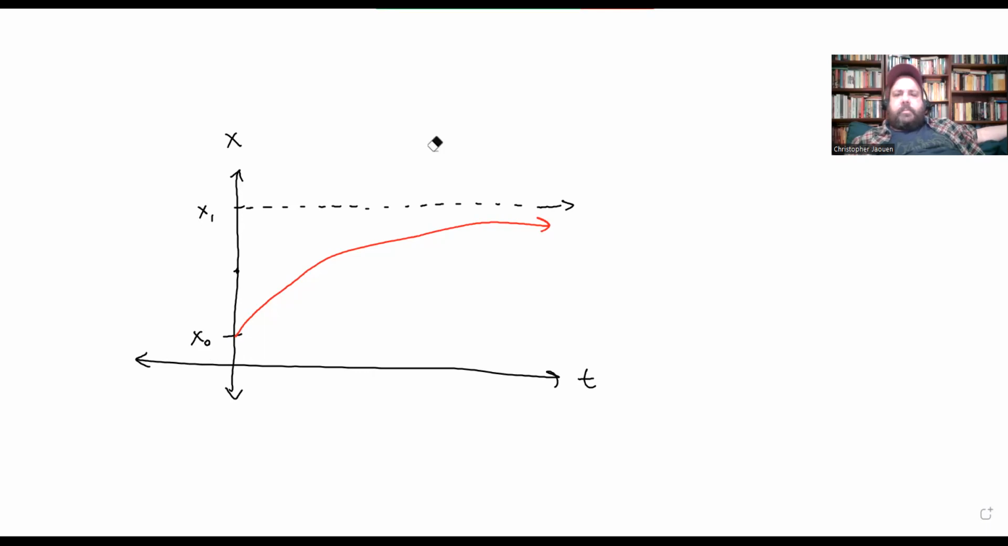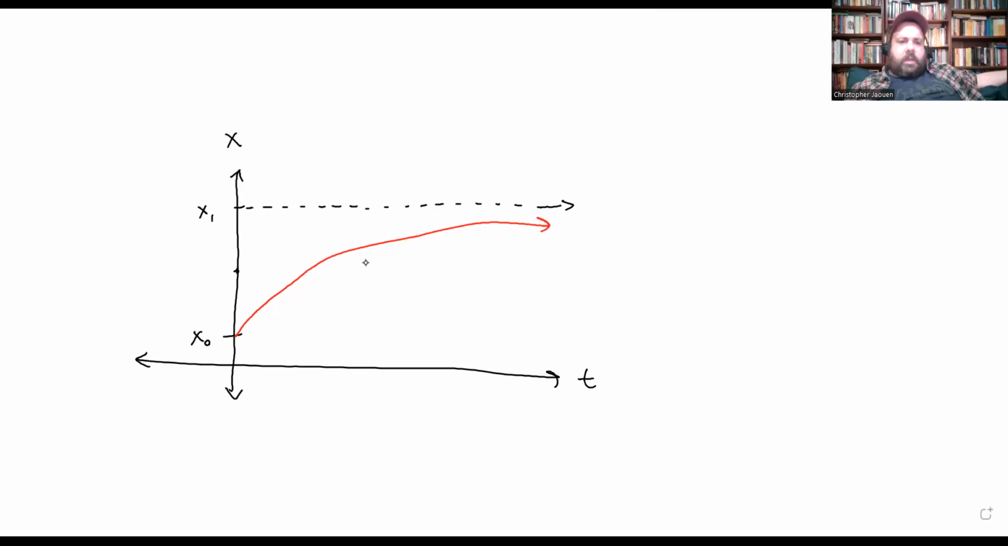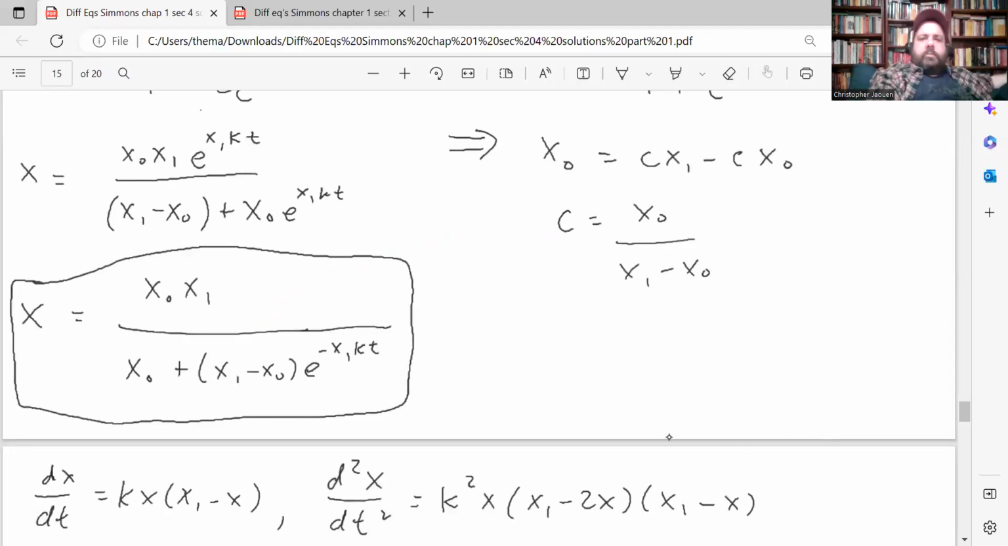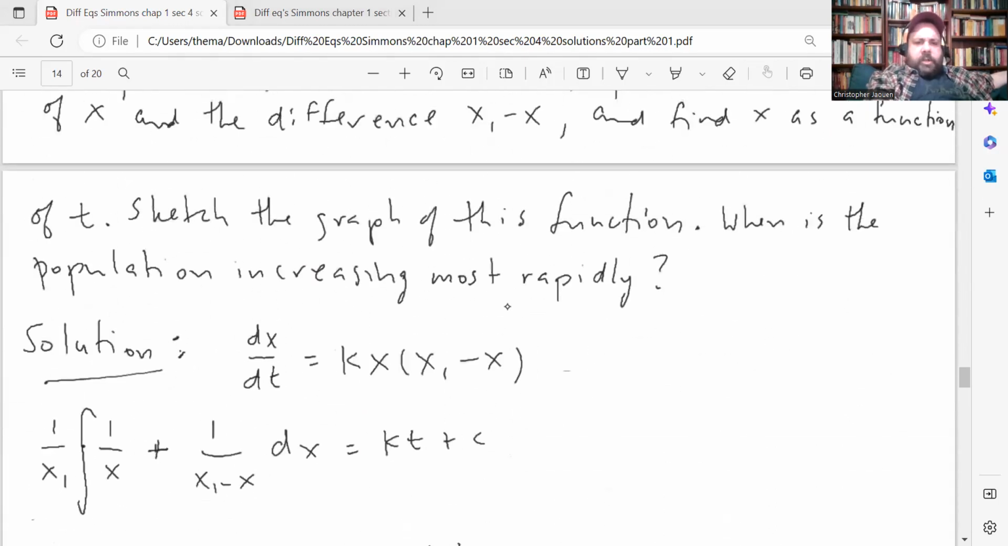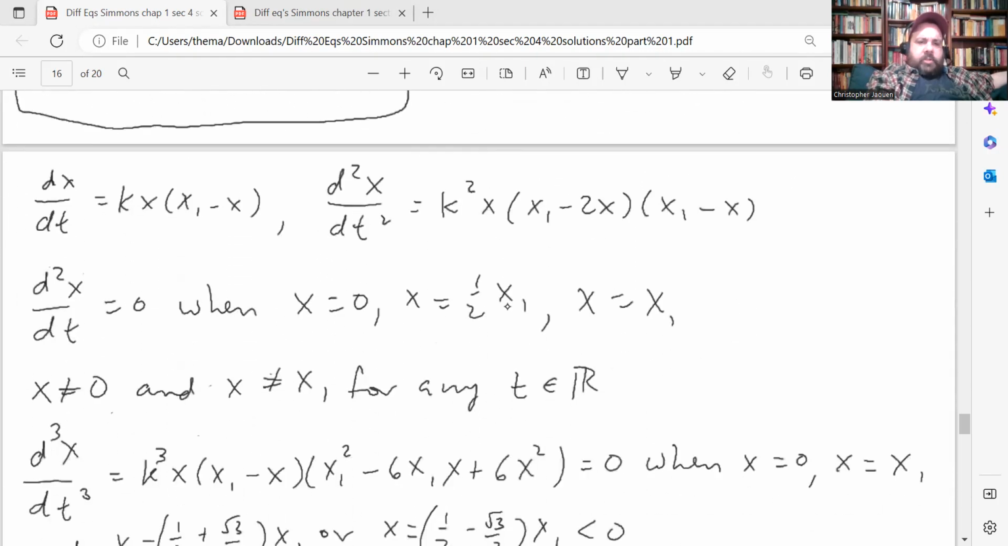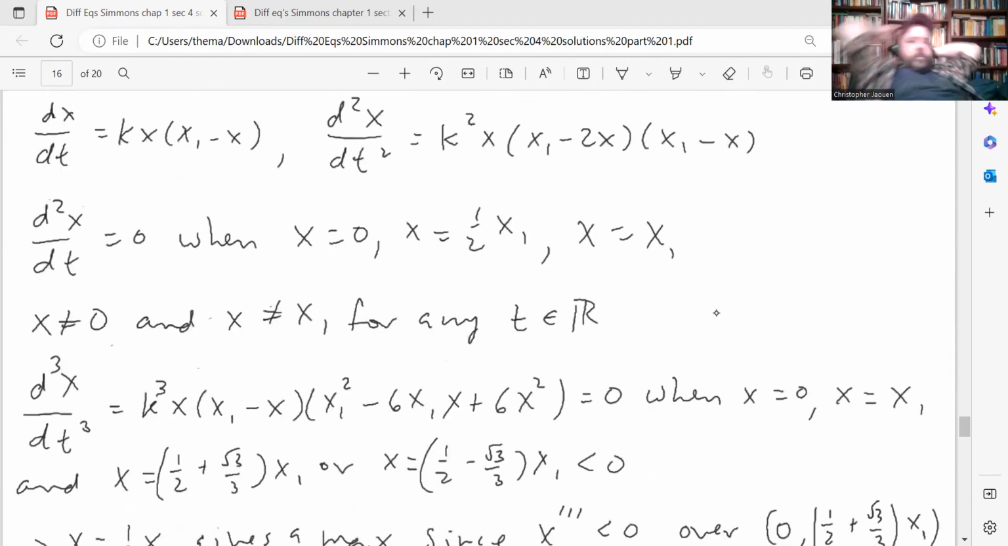Let me go back to the notes now. All right, and then they wanted us to, let me just double check and make sure I shared. Okay, so they want us to find when is the population increasing most rapidly. So to do that, we need to find the maxima of the derivative, which is dx dt, given by the differential equation here, dx dt equals kx times x1 minus x.